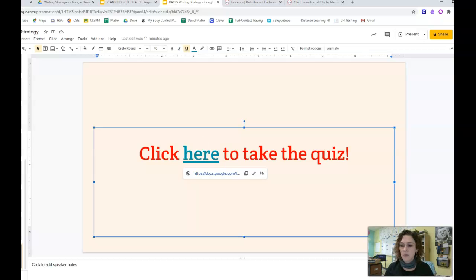That's the RACES writing strategy. We will use it all year. You will get totally sick of hearing me talk about this. When you ask me how to answer something, I will probably say, use RACES. Okay?